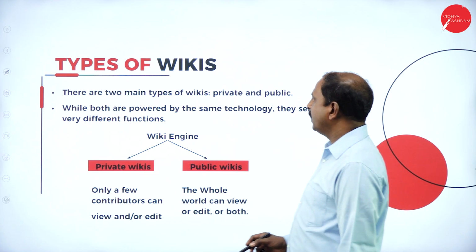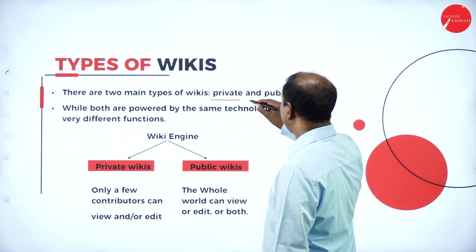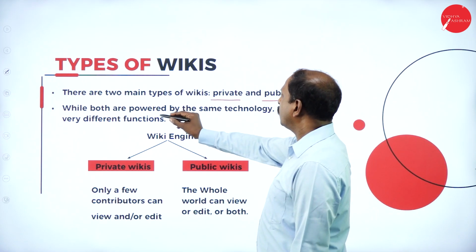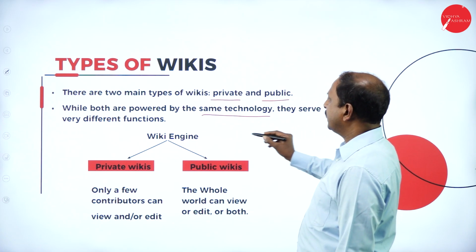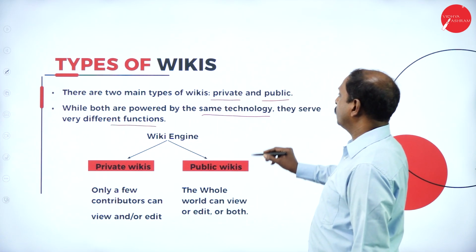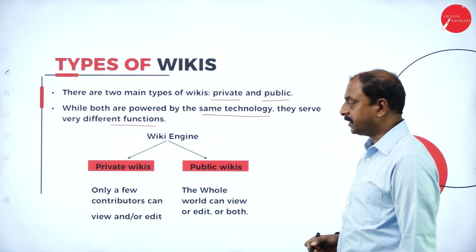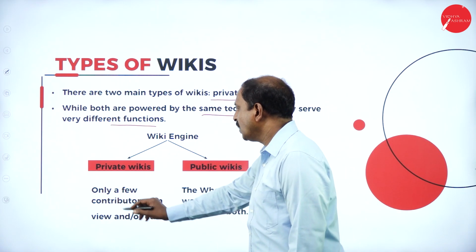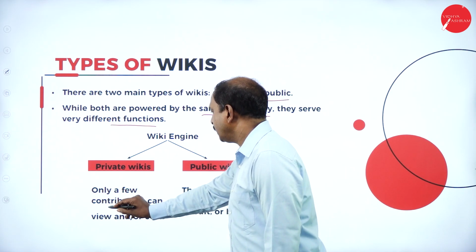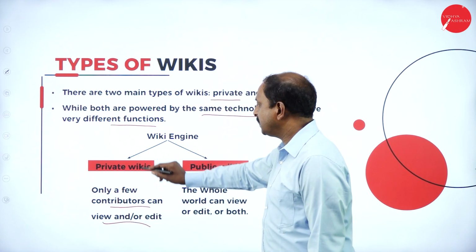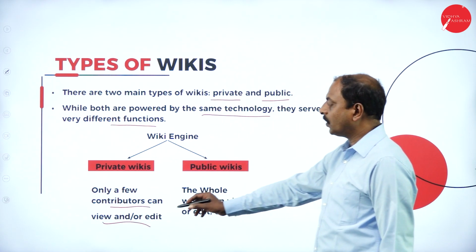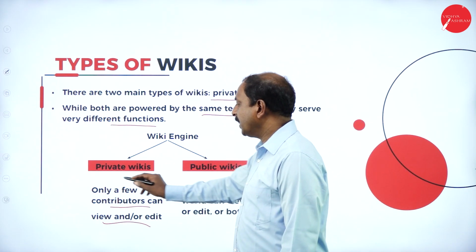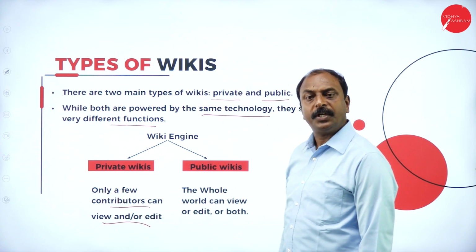Now in the next slide, we have the private and public option or feature. Both are powered by the same technology, but they serve very different functions. So there are private and public wiki pages. What is the definition of private wikis? Only a few contributors can view and edit. It is not for all the users. Only limited people can have the permission for editing the information.